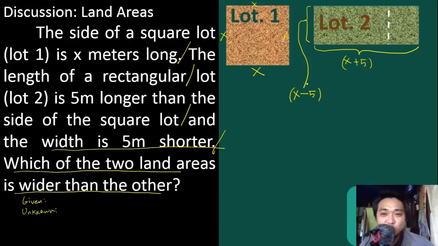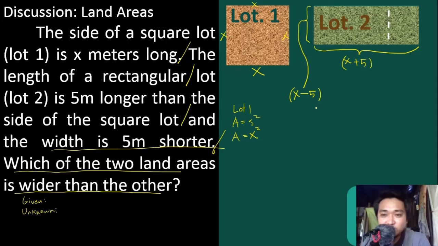And we are asked which of the two land areas or which of the two lots is wider than the other. So, let us now try to figure out the area of lot 1. The area will be equivalent to s squared. Yung pinag-aralan natin ng elementary tayo. So, the area will be equivalent to x squared. Kasi wala namang binigay na actual na sukat. Dinefine lang siya as x, as an unknown.